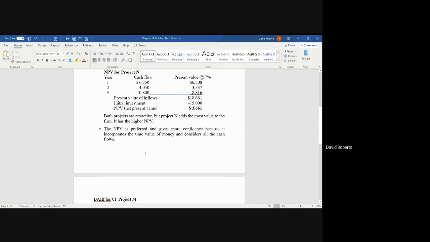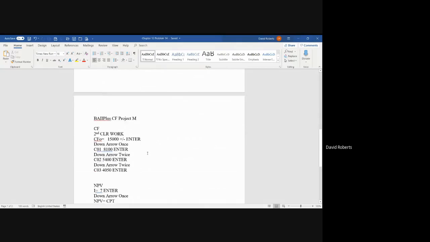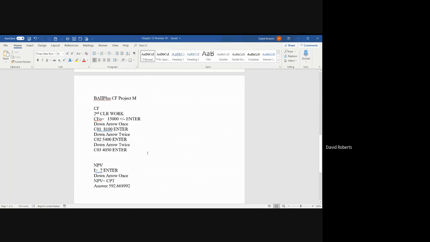Now, net present value is very commonly used in business, and because it incorporates the time value of money, which is the discount rate, and it considers all the cash flows, whereas payback period stops once you got your money back. Now, at the bottom of the screen here, as I scroll down, I've added this. This is not in the solution manual. I added this. So I went through a step-by-step calculation for Project M.